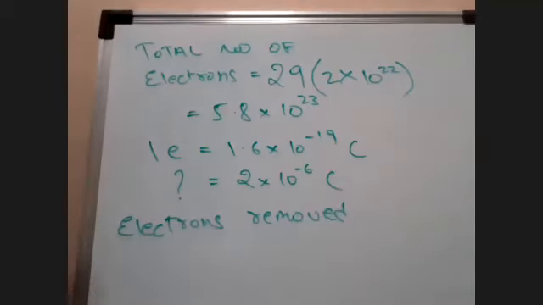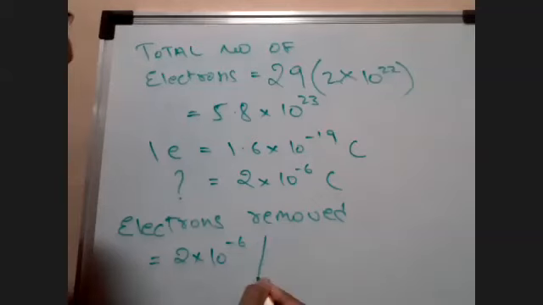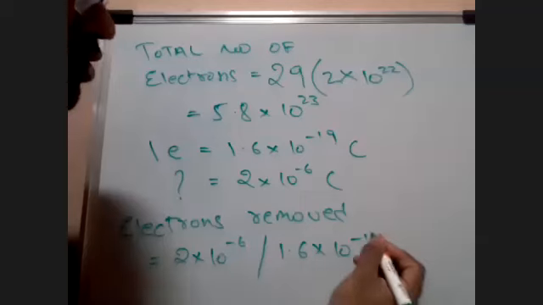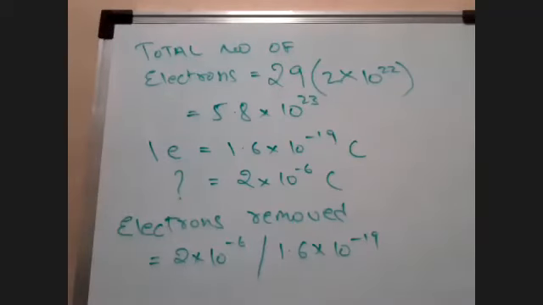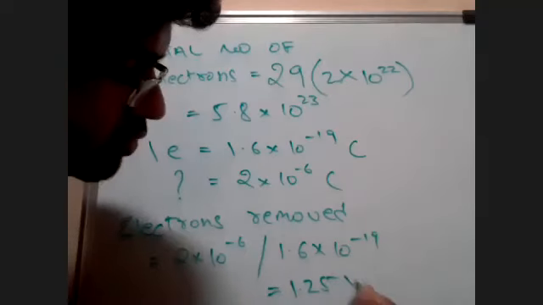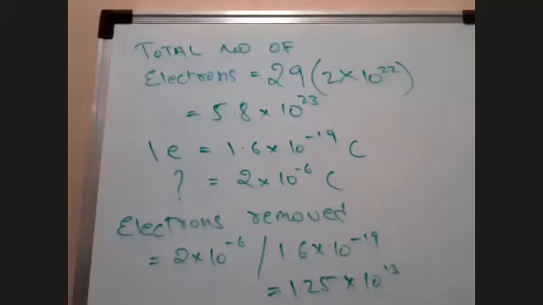Electrons removed will be equal to 2 into 10 raised to minus 6 divided by 1.6 into 10 raised to minus 19. And how much will you get with that? You will get 1.25 into 10 raised to 13. This is the number of electrons that are removed.